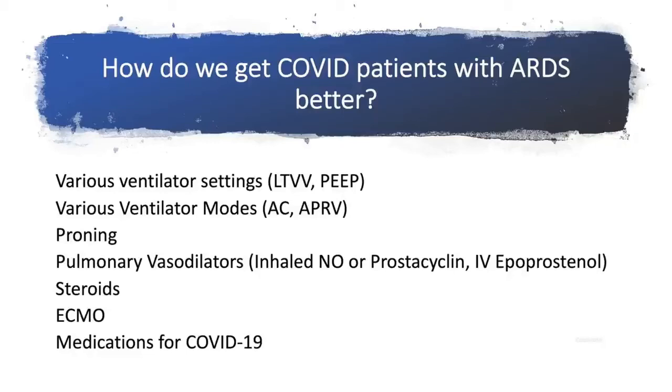It's going to include the possibility of using pulmonary vasodilators, such as inhaled nitric oxide or prostacyclin or IV epoprostenol, Flolan. It's going to involve the possibility of steroids, possibly ECMO, and of course, the medications that are coming out for COVID-19 that are in clinical trials. And some are more promising than others, and that's going to be the topic of my next video.